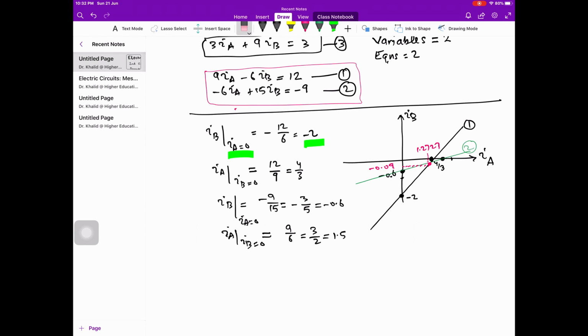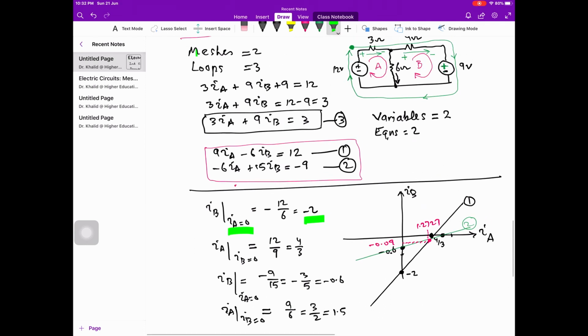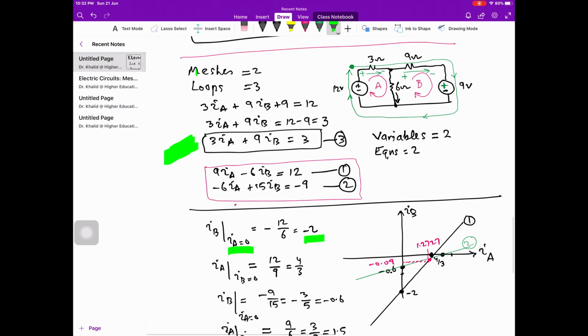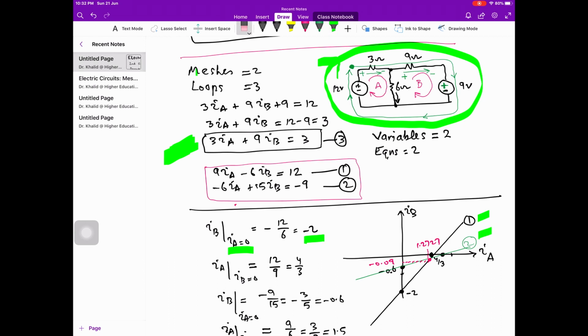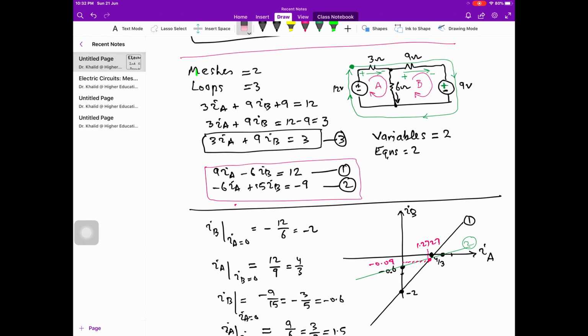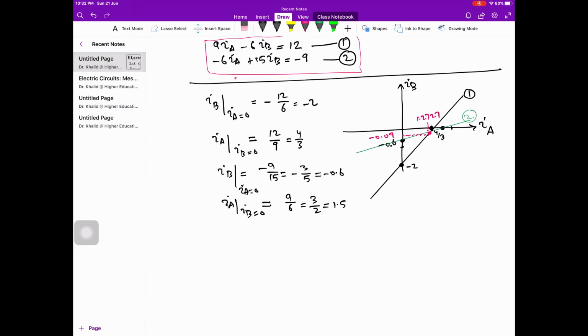Now, as I said, the third equation which we wrote was an additional equation written due to the outer loop. If we draw a line for this third equation, this line will not be new compared to these two lines, so nothing will be added to our previous knowledge. So we write the number of equations equal to the number of meshes in a circuit.